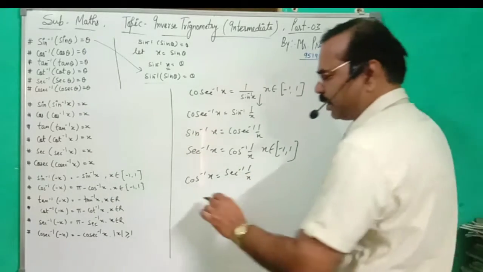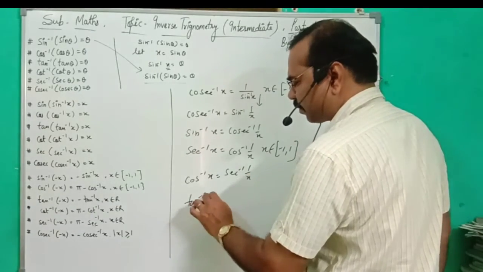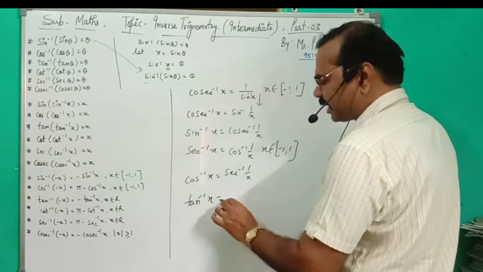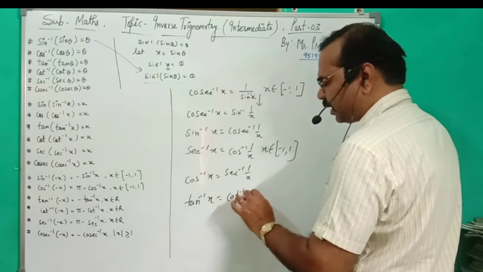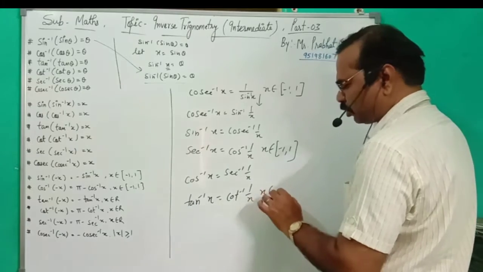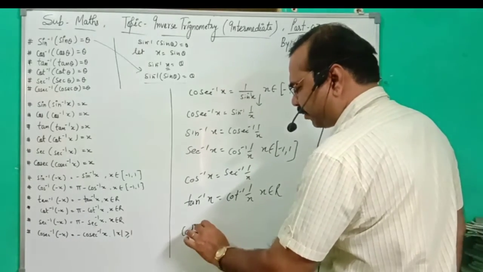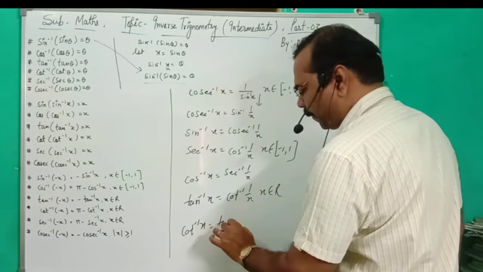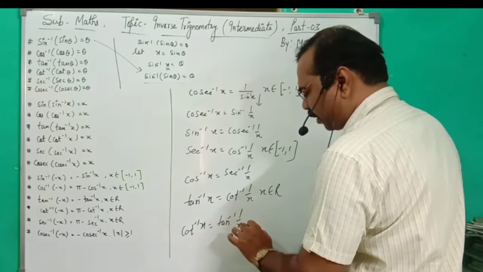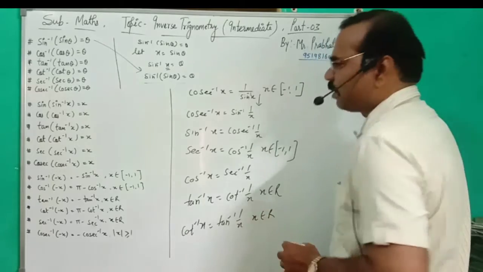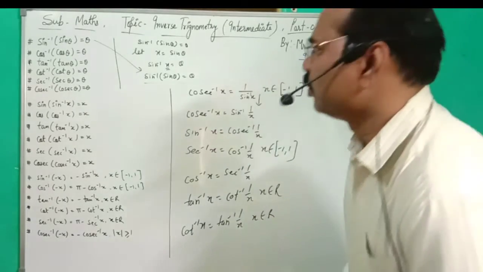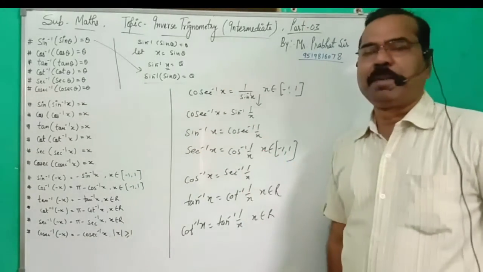Now next we are taking tan inverse x. Tan inverse x we can write as cot inverse 1 upon x, where x belongs to the real numbers. Next one is cot inverse x is equal to tan inverse 1 upon x, x belongs to the real numbers. That is a basic property which we are using in inverse trigonometric functions.